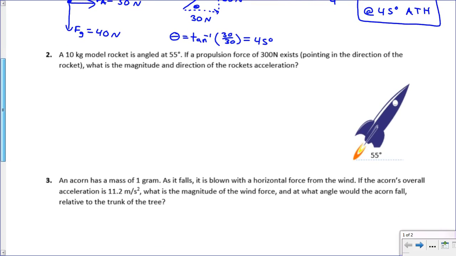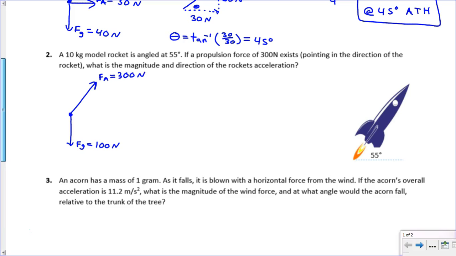All right, problem number 2. We have another one that is similar to that first one, where we end up with an unbalanced force that is not on one of the axes, and so we're going to end up making an unbalanced force diagram again. But to start off, I'm just going to add the forces that it gives us. We know that there's a gravitational force on this, Fg, and it's a 10 kilogram model rocket, so that's 100 newtons. The only other force we have here is this propulsion force, which I'm going to call an applied force. And we know that that is equal to 300 newtons.